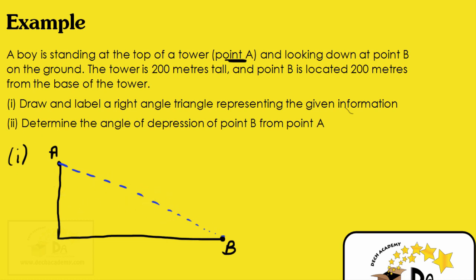So essentially, what we have here is a right angle triangle because the tower will be taken to be vertical and the ground level is horizontal. Vertical and horizontal lines form right angles between each other. They are perpendicular to each other.